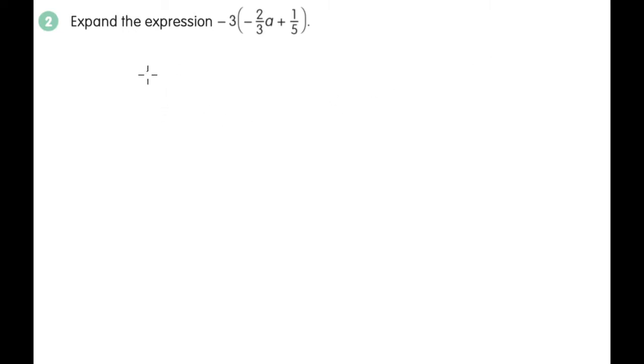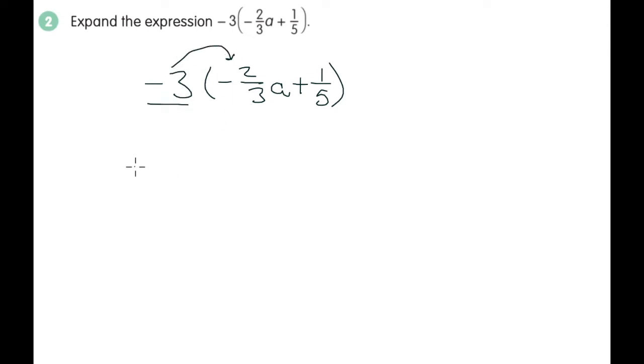In our second example, we're going to expand the expression negative 3 times the sum of a negative 2/3 a plus 1/5. So we'll again use our distributive property, and we're going to multiply this negative 3 by all parts inside. We'll start by setting it up as a negative 3 times a negative 2/3 a plus that same negative 3 times 1/5.